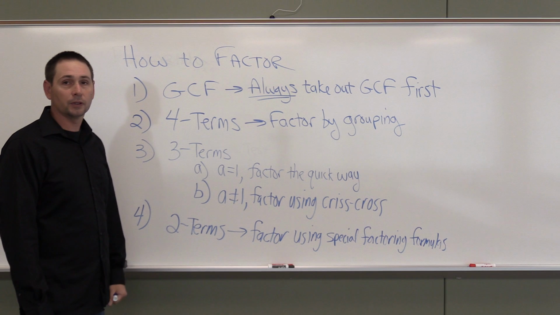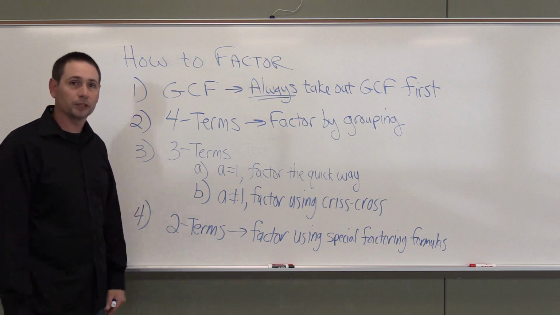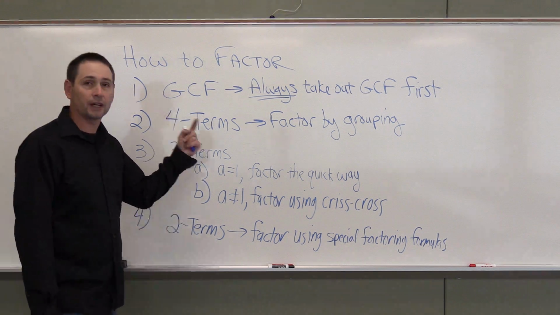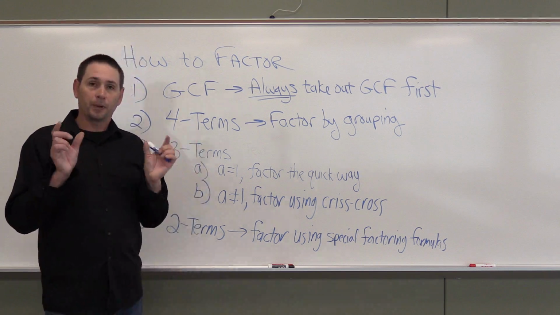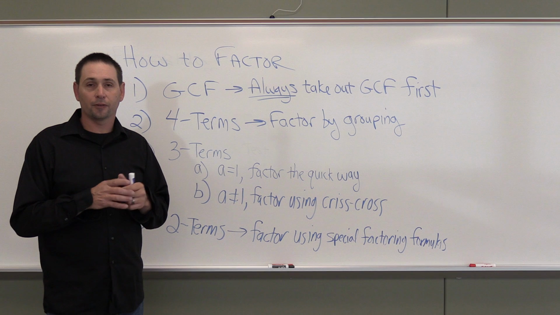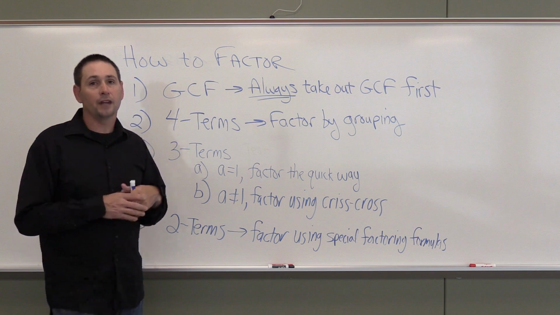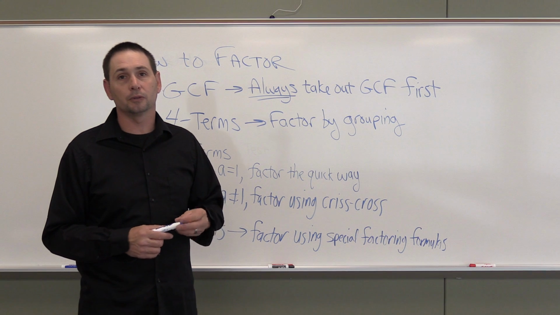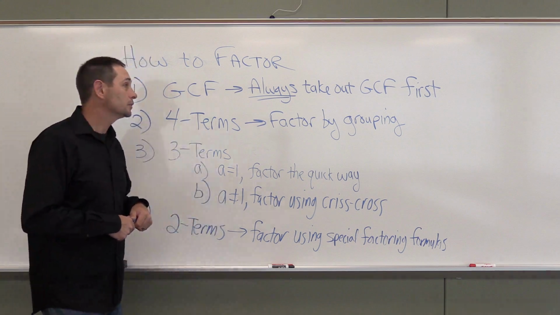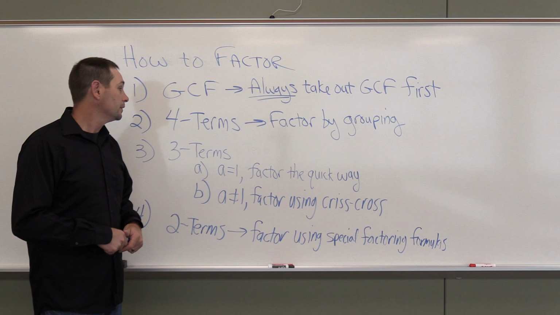Next step, I identify the number of terms, and if it's 4 terms, I just factor by grouping. And so I will pair them up and take out the GCF of each pair. And then the next step will be you'll have a common binomial factor that you'll take out if it's factorable by the integers. So we'll show you how to do that.